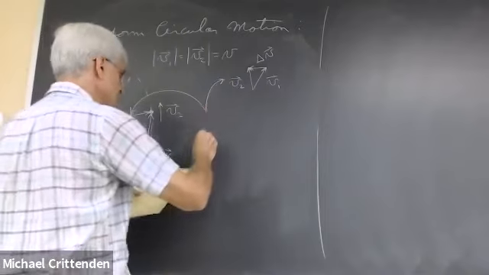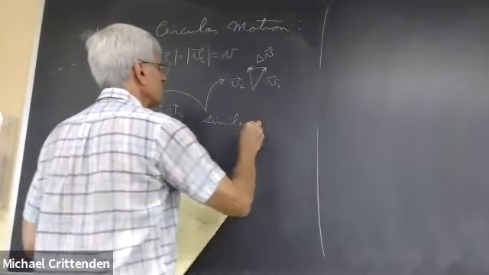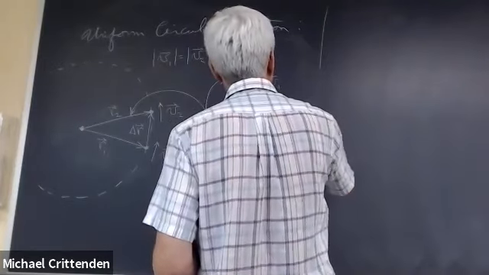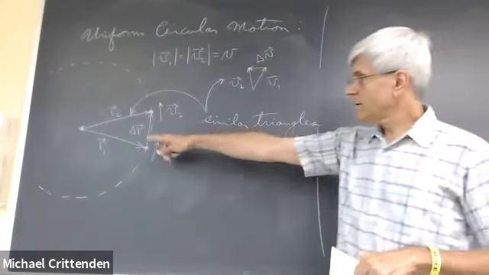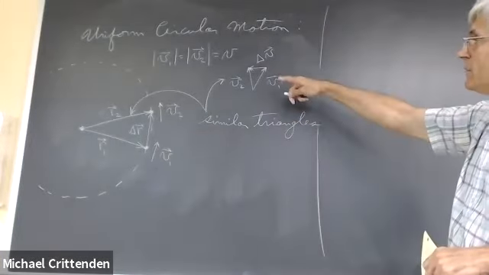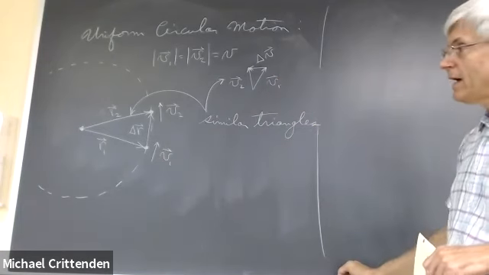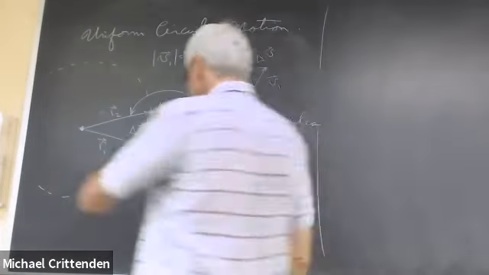These are the triangle with all the R's on it and the triangle with all the V's on it. Yeah, I didn't draw them very carefully, so maybe they don't look that way, but these are similar triangles, okay?